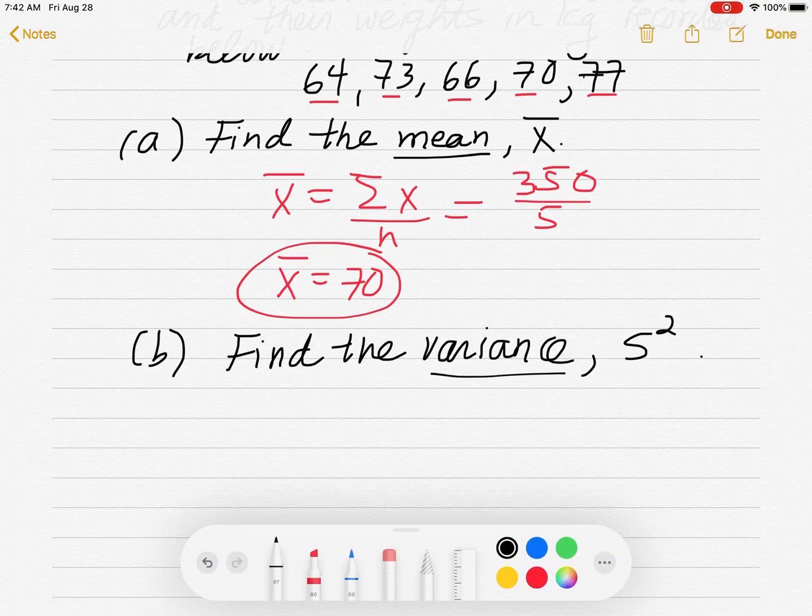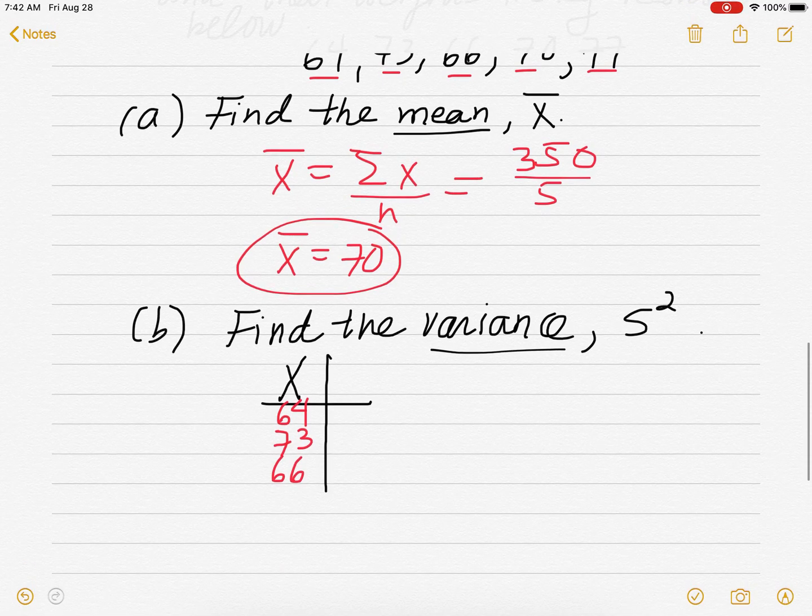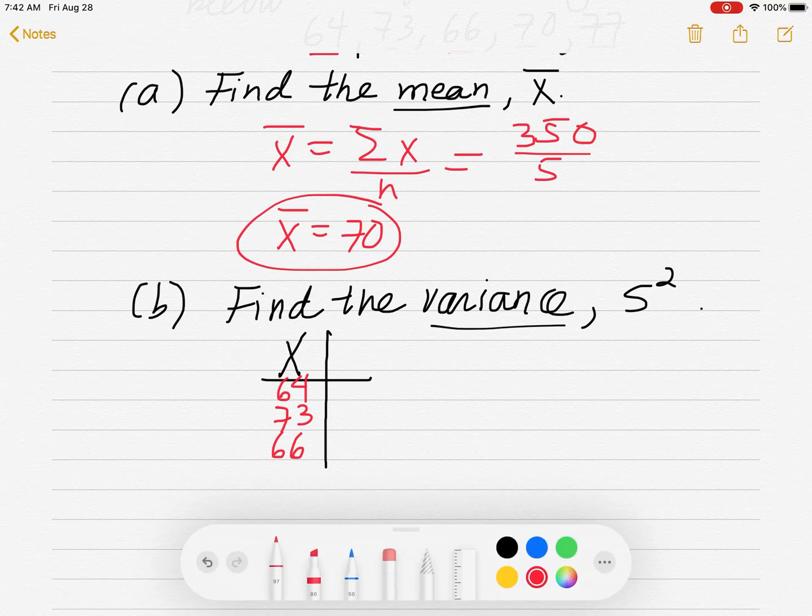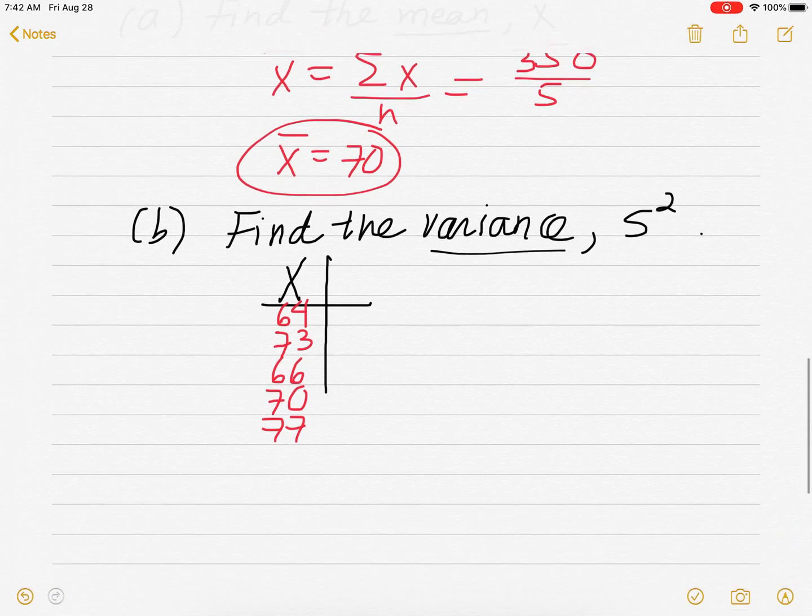All right, so I'm going to make a table. I'm going to put an X in the left-hand column here, and also write down all my data values. What do I have? 64, 73, 66, 70, and 77. So I've written down all my data values. Let's scroll this up some.